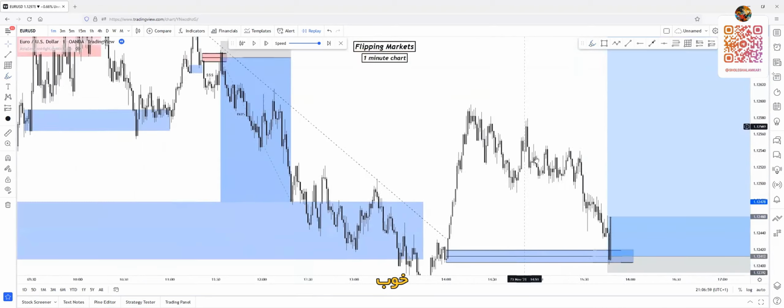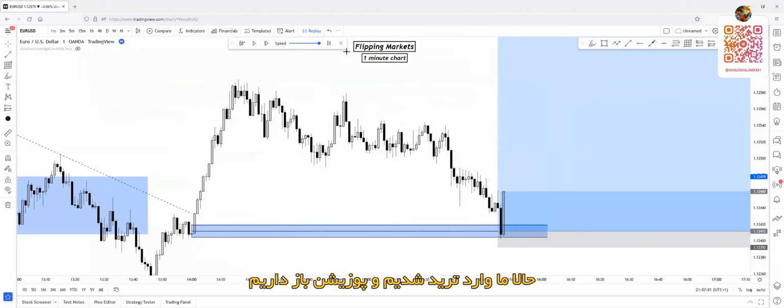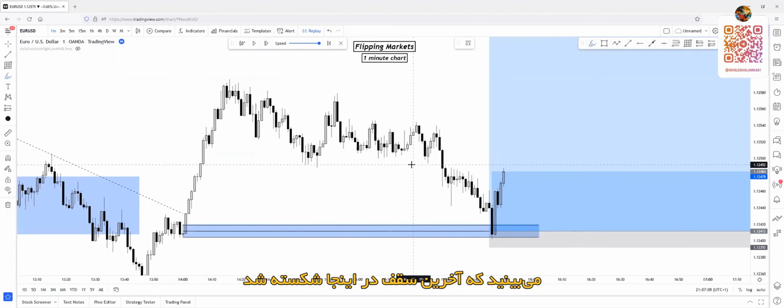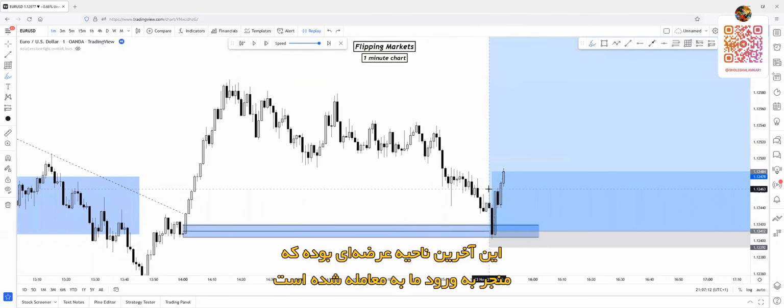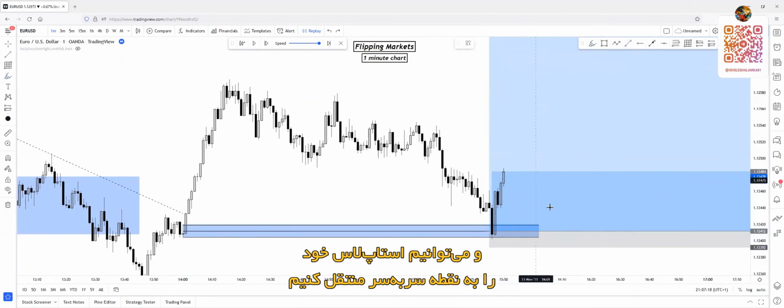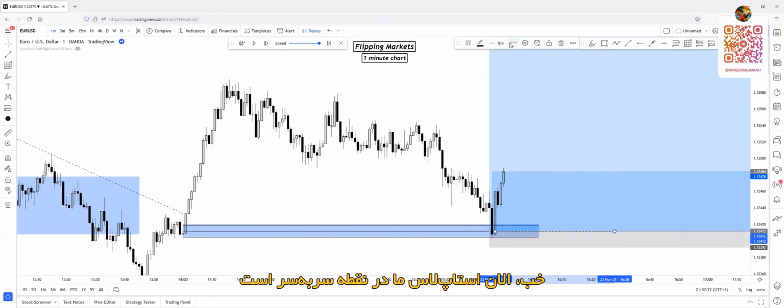Okay. So as you can see right now, we are tagged into the trade. We have to manage our trade. The last high point here has been broken. As you can see, this was the last supply zone, last high point that tapped us into the trade, and this high has been broken. So we can set our stop loss to break even. So our stop loss is at break even right now, and we just mark it with a red line again.